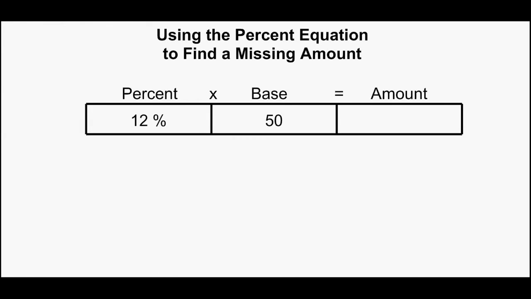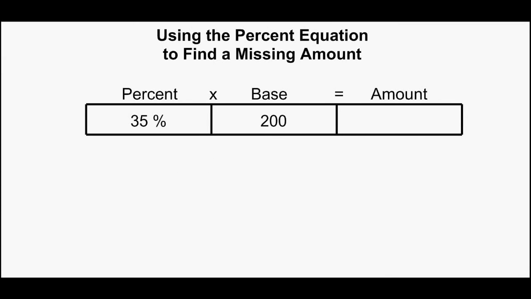Let's begin by using the percent equation to find a missing amount. The percent equation is set up percent times base equals amount. Notice that in this example, we are given the percent 12% and the base 50. We will take the decimal form, or you may take the fraction form if you wish, of the percent and then multiply it by the base, and this will equal 6. The missing amount is 6.